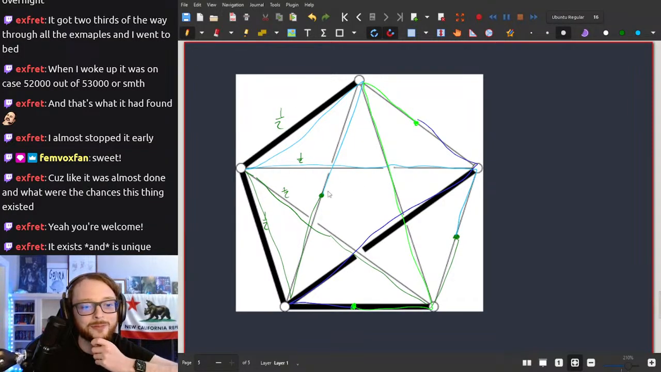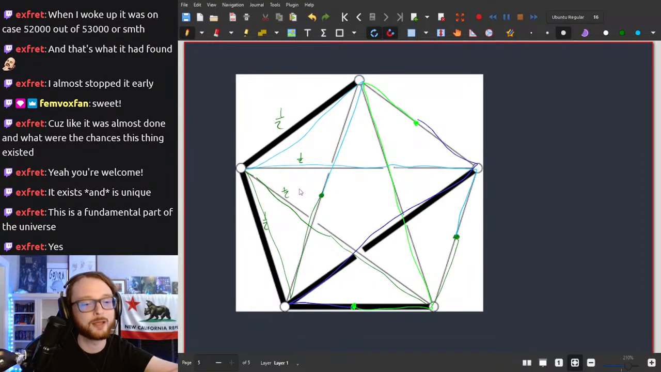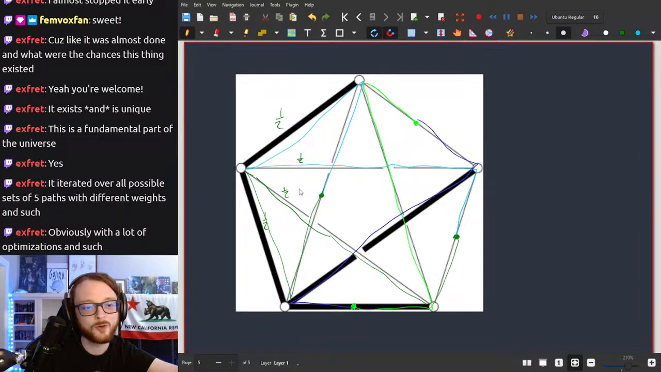Like finding the weighting would be the really hard part. Well, wait, was your program messing with different weights, or did it use these weights and just try to find the path? Yes. Okay. Yeah, I was playing with the different weights. Huh. It goes over all possible sets of 5 paths. Oh yeah, I guess you always have to start halfway through each edge, so that does narrow down the number of cases to check.